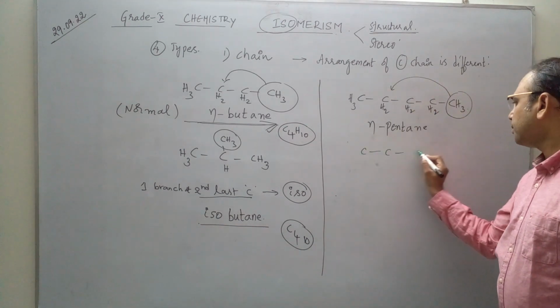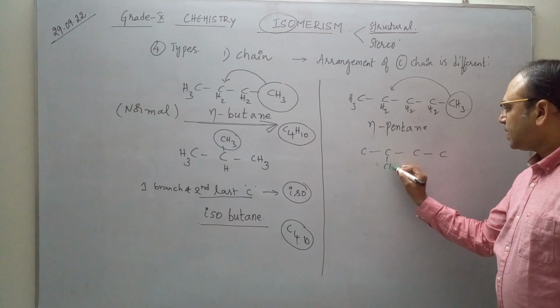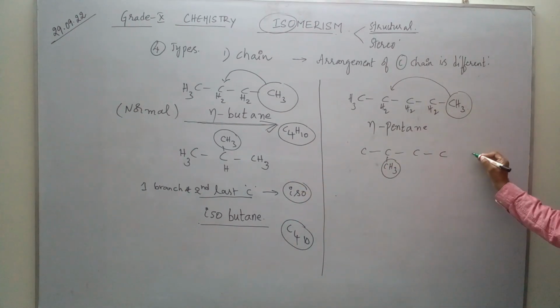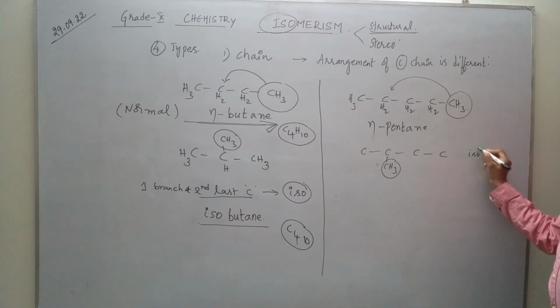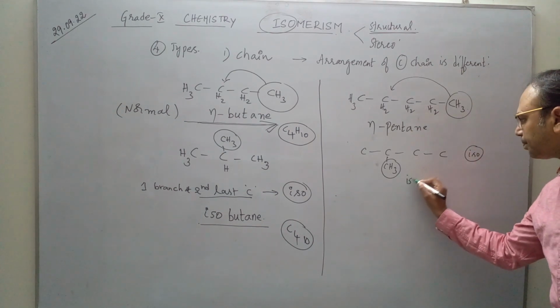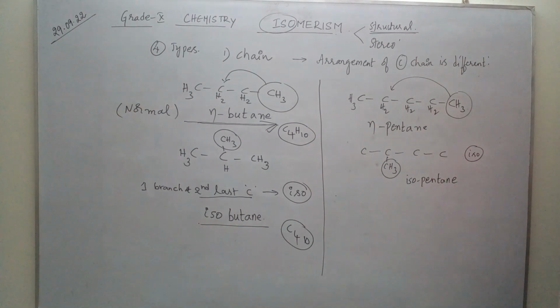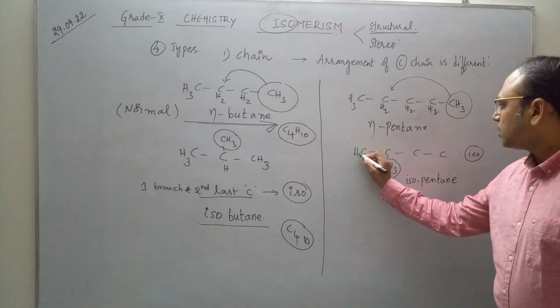First one, at the second last carbon we have one branch. Similar to this, so this can be written as iso. So therefore the name will become isopentane. Now complete the hydrogens.